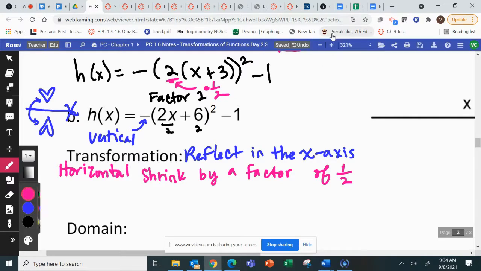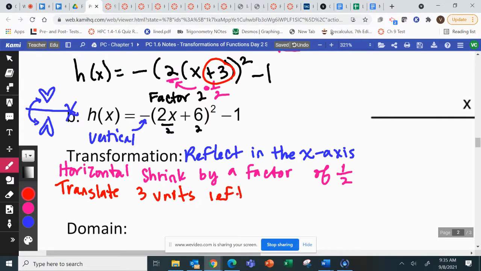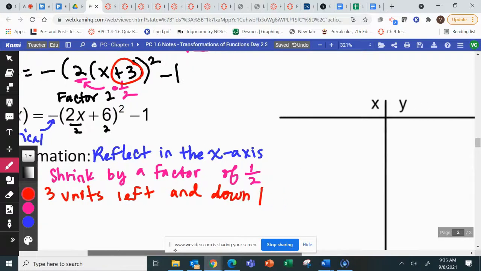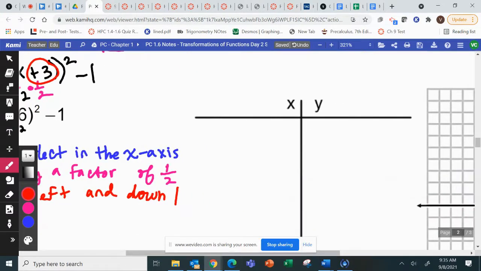What do I have next? That +3. So that +3 is horizontal. That's a translate 3 units. So if it's horizontal, it's opposite. Instead of +3, we're going to go -3, which is which direction? Left. And then the last thing we have is a -1. So that's down 1, because the vertical is just exactly how you see it. It's common sense.